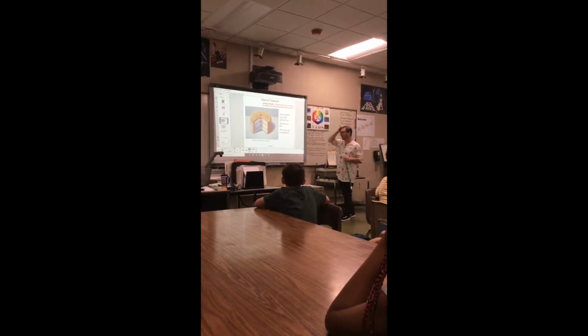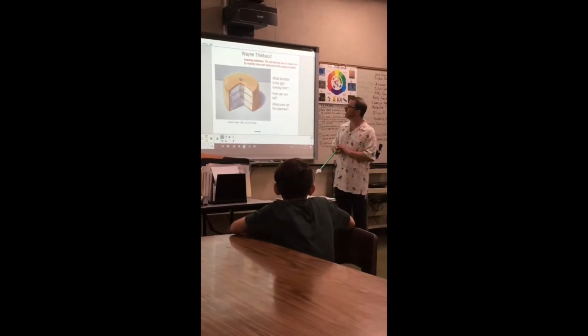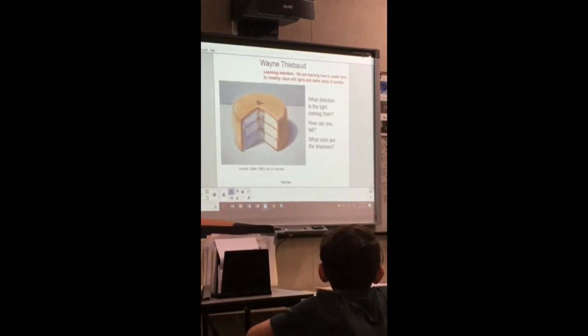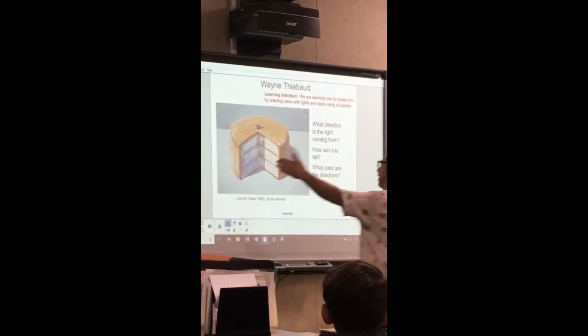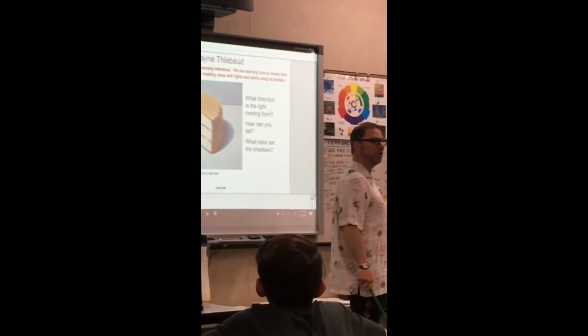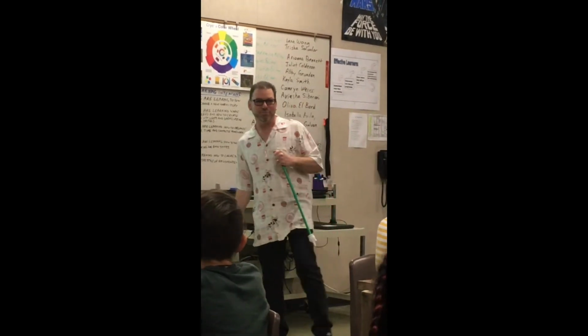And this is called lemon cake, 1963, oil on canvas. So what direction do we see the light coming from in this picture? The light is coming from the left side, okay? And how do we know light's coming from the left side? What did Wayne Thiebaud do to make us believe light's coming from the left side? Yes, Andy.